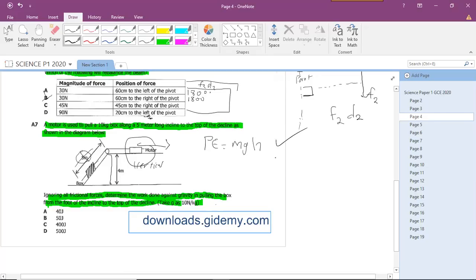So knowing our formula, potential energy is mass times gravity times height. The mass is 10, times gravity, we're using 10. I said all the time the value of gravity has to be 10, whether they tell you or they don't tell you, multiplied by this vertical height, which is 4. So I think this will be 400 joules, which is option C there.